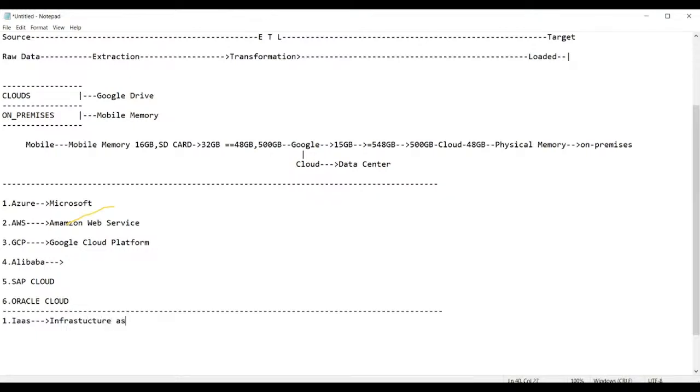Infrastructure as a service. And then you have PaaS. PaaS stands for what, guys? Platform as a service. Then, guys, the third one is SaaS. SaaS stands for what, guys? Software as a service.